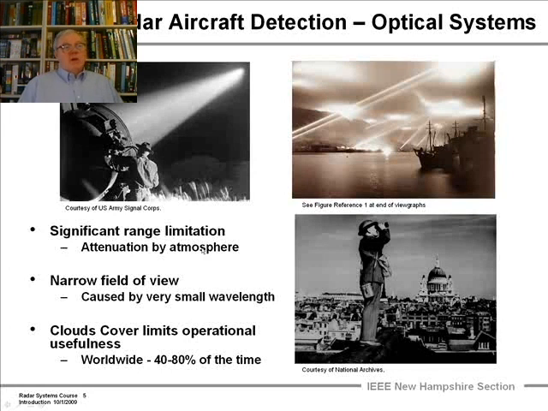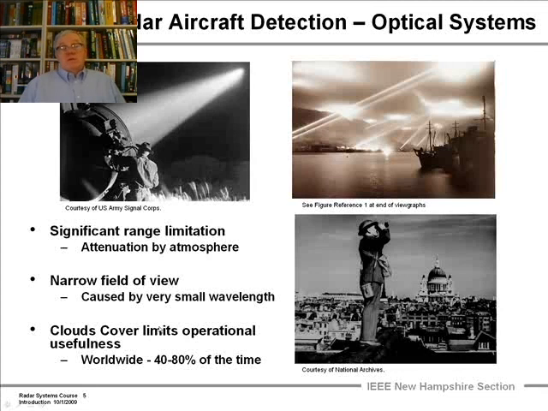But the optical systems have some significant problems. There's attenuation by the atmosphere, and there's significant range limitations. And because of the nature of the wavelengths, you can see there are very narrow fields of view. It's hard to see over a wide field of view, and that's caused by, as we'll see later on, the very small wavelength that optical radiation is. And then there's the issue of cloud cover.